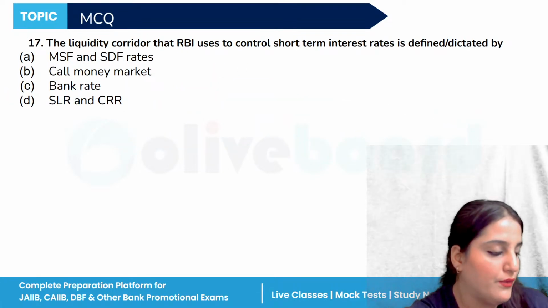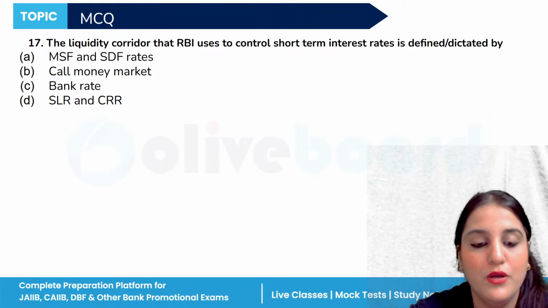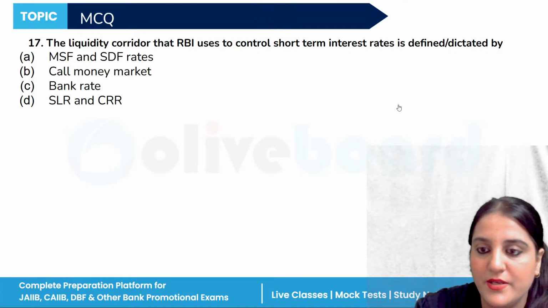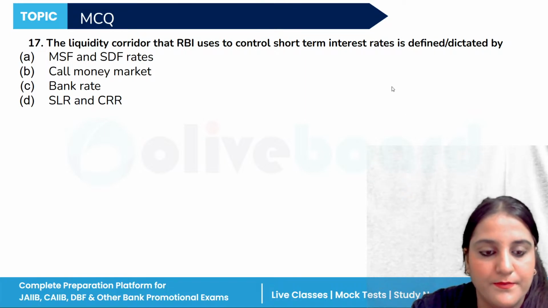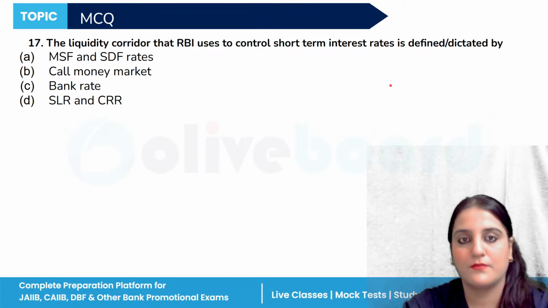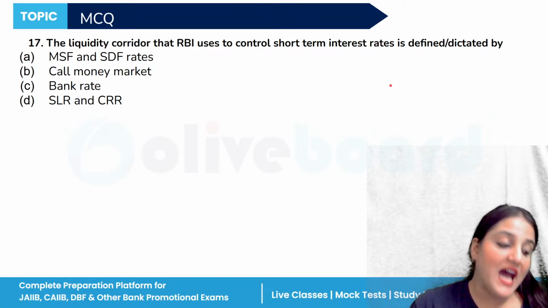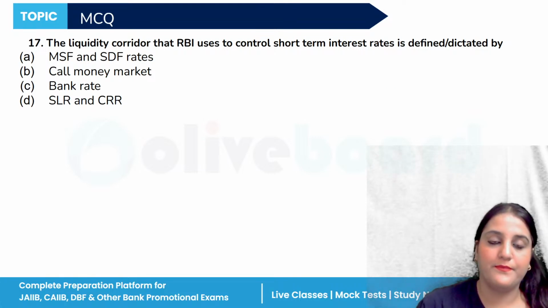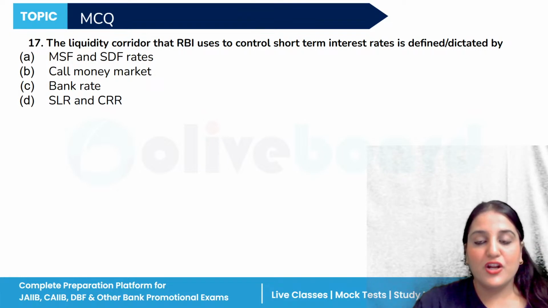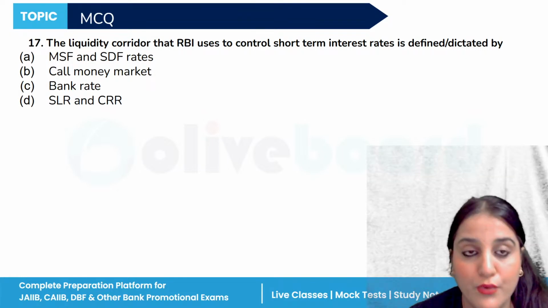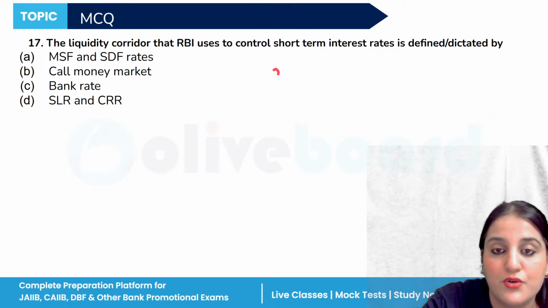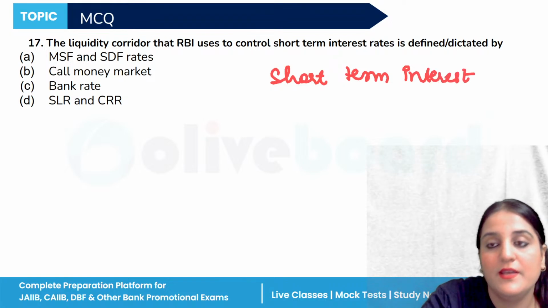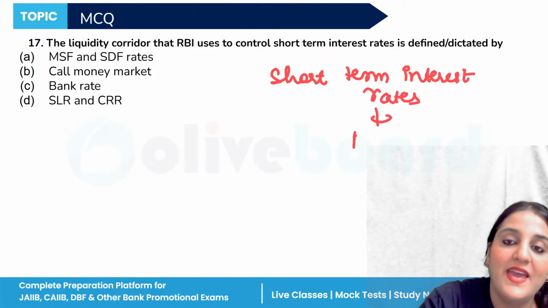The liquidity corridor the RBI uses to control short-term interest rate is defined by, yes, 16. Correct answer is C. Very good, Sureen sir. The liquidity corridor that RBI uses to control short-term interest rate is defined and dictated by, see, the liquidity corridor that the RBI uses to control the short-term interest rates is basically defined by the MSF.